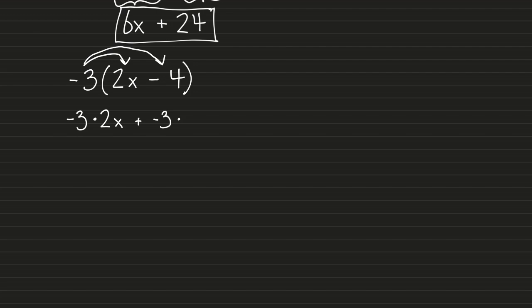So -3 times -4. Let's start over here. We've got -3 times 2x. Negative times a positive is going to be a negative, so I know that. And 3 times 2, I know, is 6. So we've got -6x here. Let's look at our constant term. We've got -3 times -4. I know that that's going to be a positive number. And 3 times 4 is 12. So here we have -6x plus 12.